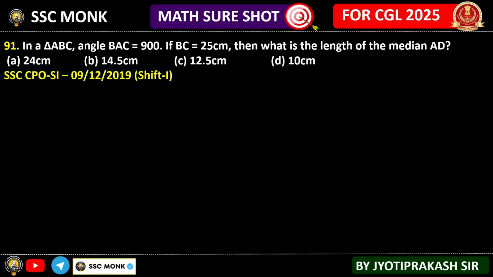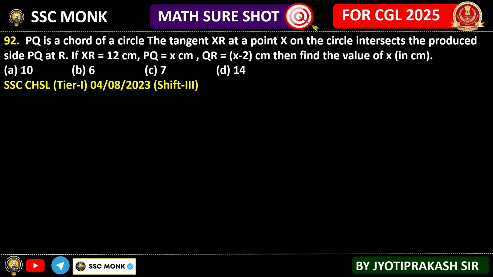Next, in triangle ABC, angle BAC is equal to 90 degree. This is not 900, this is 90 degree. So BAC, this is 90 degree. BC is equal to 25 centimeter. What is the length of the median AD? 12.5.